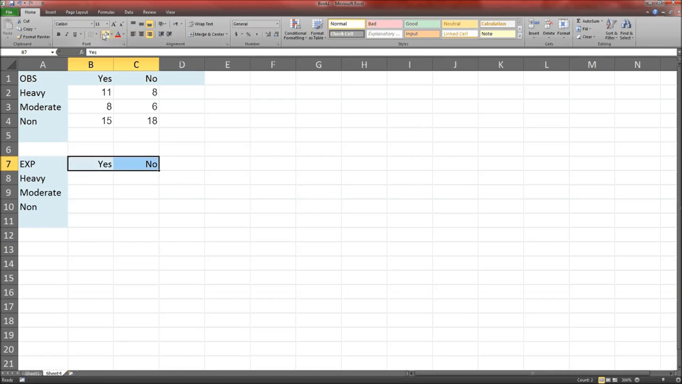Tidy this up a little bit more. Okay, so this is the expected. This is the observed. What number goes right there? What is the expected number of heavy smokers who've had an accident? We observed 11. What is this expected value, though?